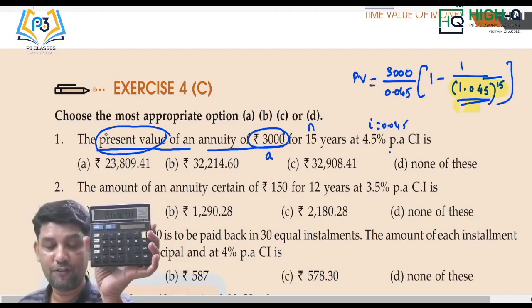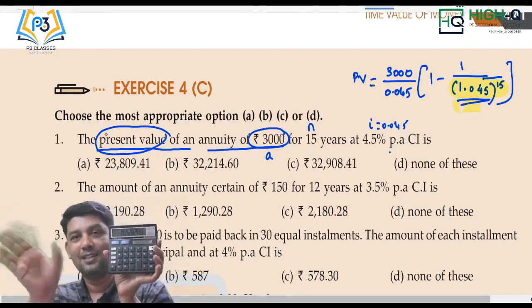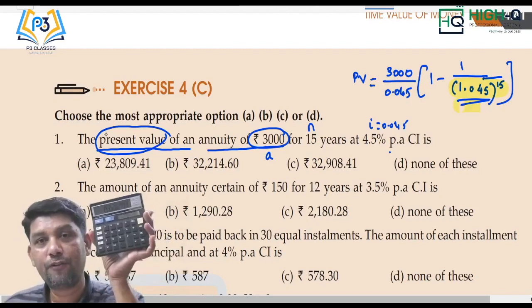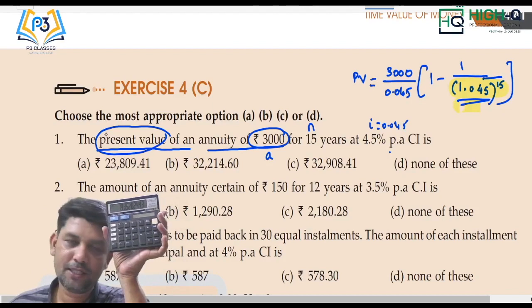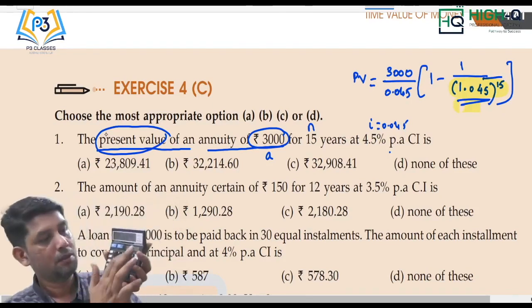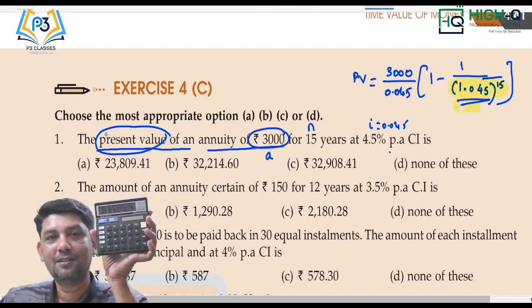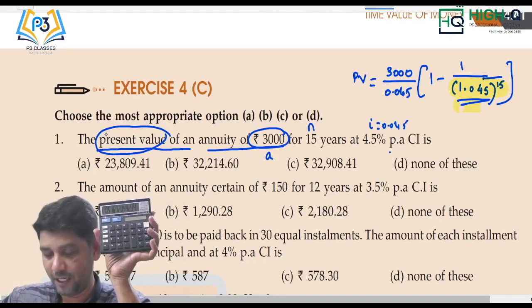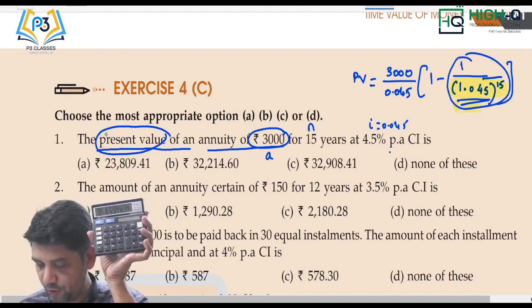This is my 1.045 whole power 15. Okay, now listen here. Sir, can I write it? No need, just do what I'm saying. Next, where is 1.045 whole power 15? Sir, it's in the denominator. I don't like denominators. So what I do is divide and press equal to. Now it comes to the numerator. So I got this entire value.